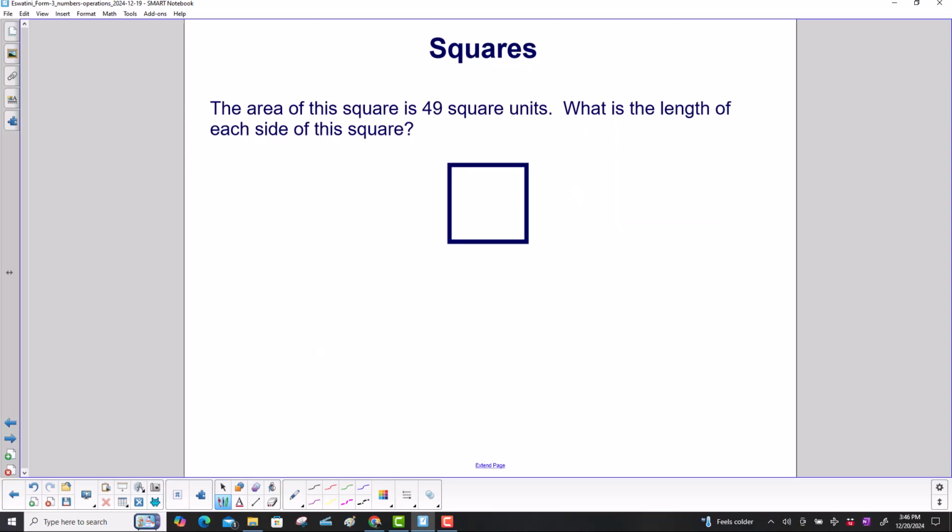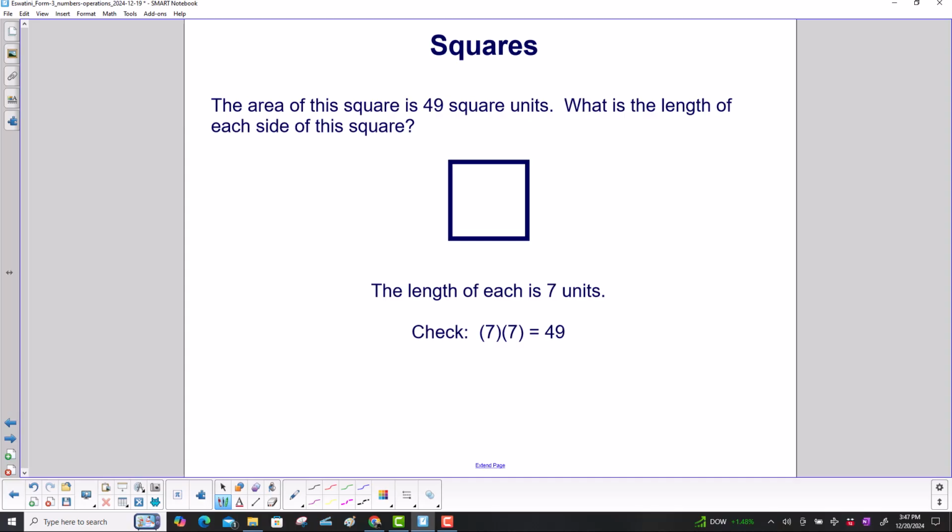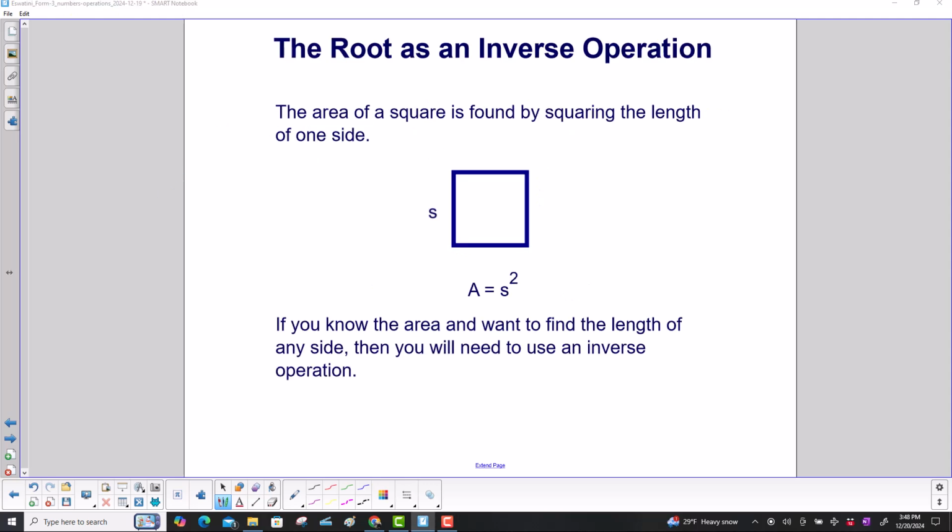The area of this square is 49 square units. What is the length of each side of the square? Well, the length of each side is going to be 7 units. And then we can check that by 7 times 7 is 49, which of course is the area, 49 square units. The area of a square is found by squaring the length of one side.